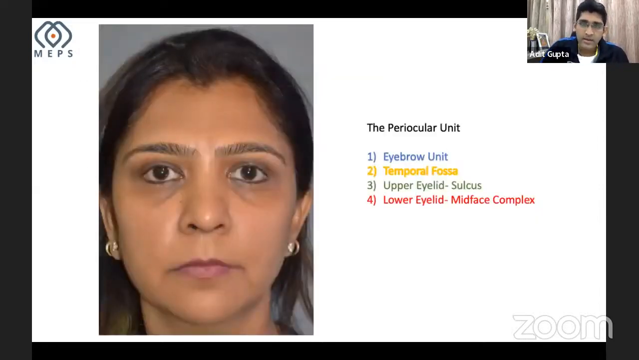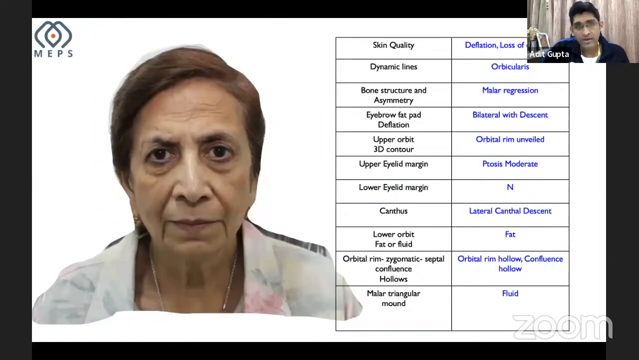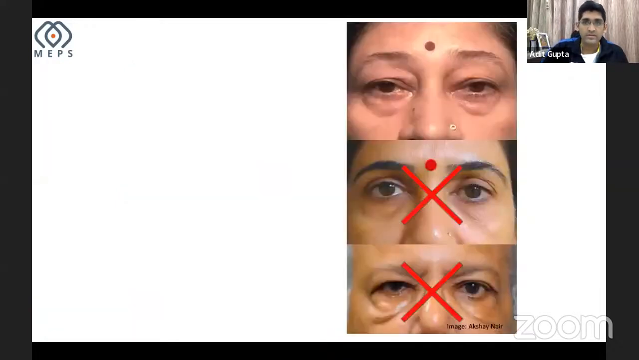Now, in the ophthalmic subspecialty, usually you would want to do fillers and focus on fillers in the eyebrow unit, the temporal fossa, the upper eyelid sulcus, and the lower eyelid mid-face complex. Shubhra has also mentioned complete evaluation of all these patients. So it includes also looking at the skin quality, texture, extent of volume loss. You don't want to promise a patient like this magical results just with filler alone. She will need a lot of combination therapies. So you need to know about that as well.